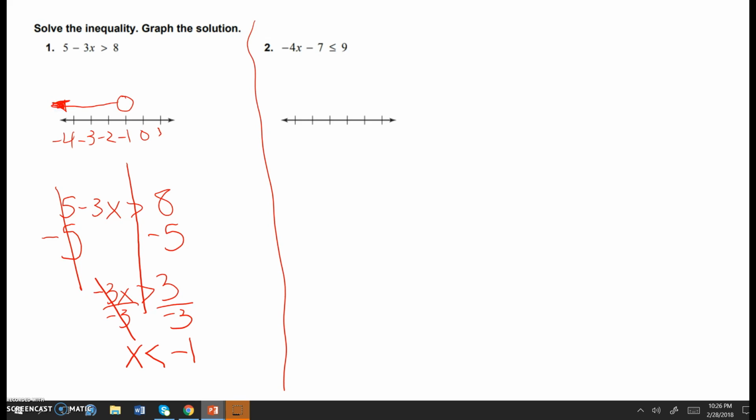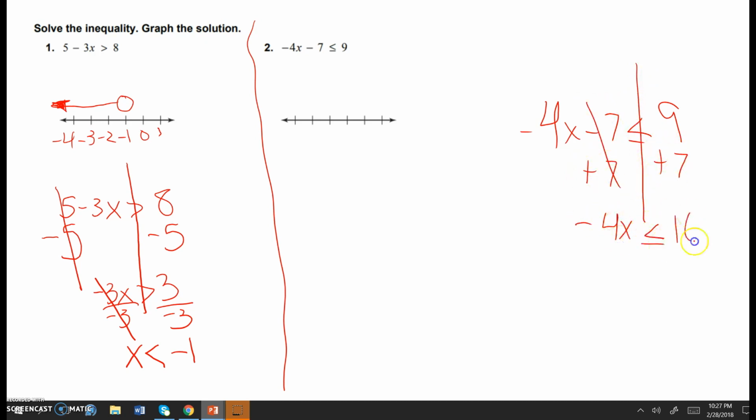Okay, next one. Negative 4x minus 7 is greater than or equal to 9. Draw our line, plus 7, plus 7, negative 4x is less than or equal to 16. We want to get that x by itself, so we're going to divide by negative 4 since we're multiplying by negative 4. X, negative 4, and since we divided by a negative, we're going to switch that sign.